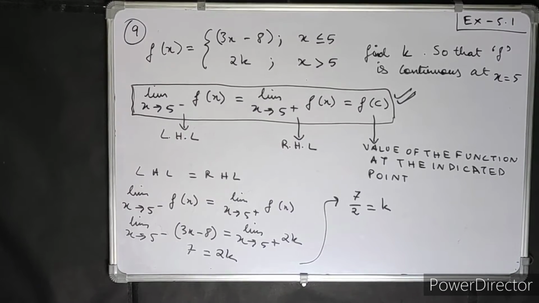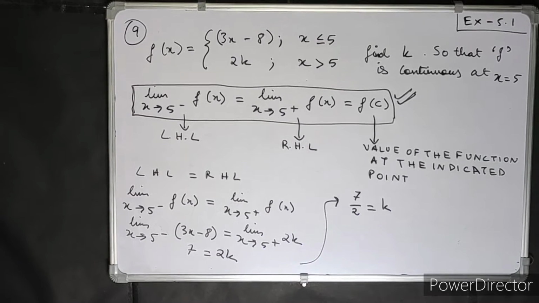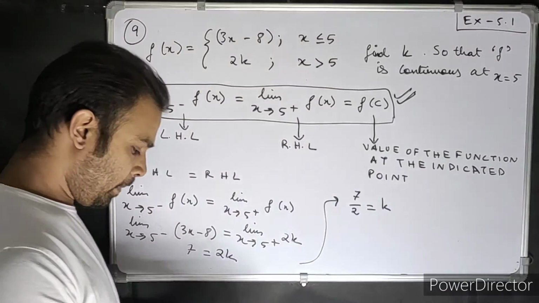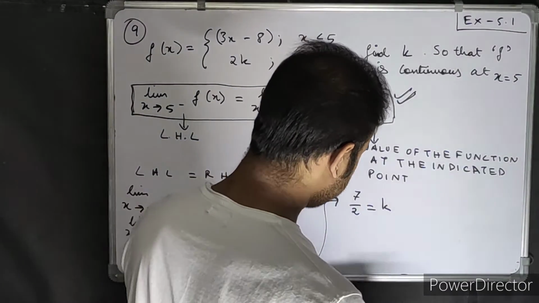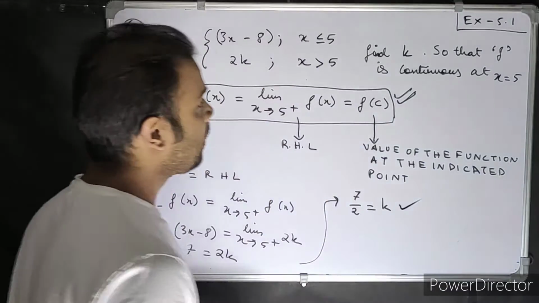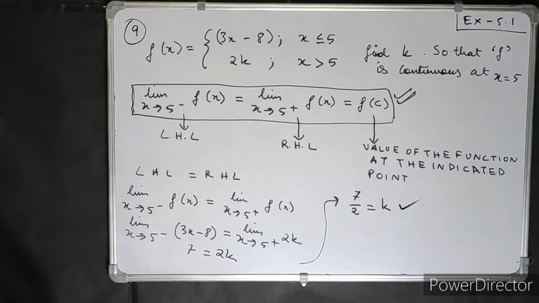Let's check it out. Exercise 5.1, question number 9, 7 by 2, correct answer. Okay, this answer is correct. Alright, let's go on to the next question.